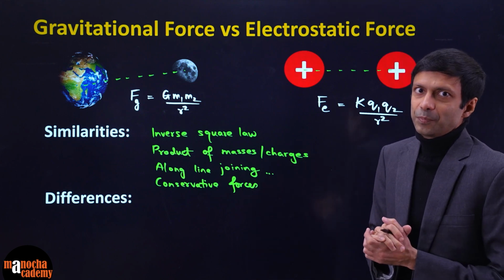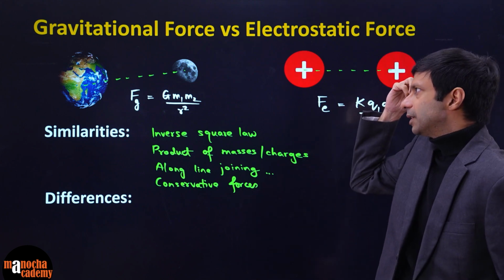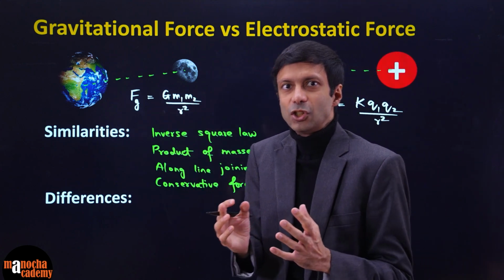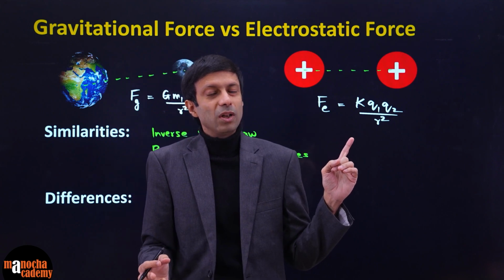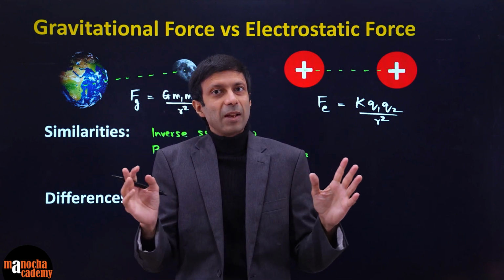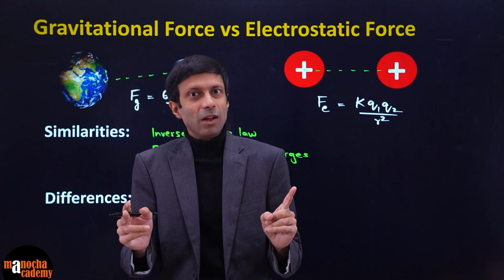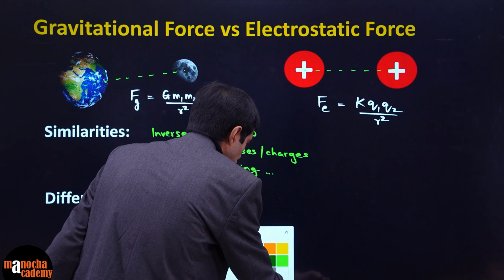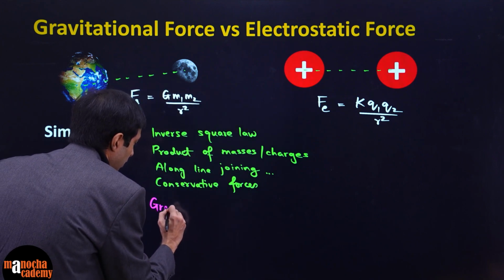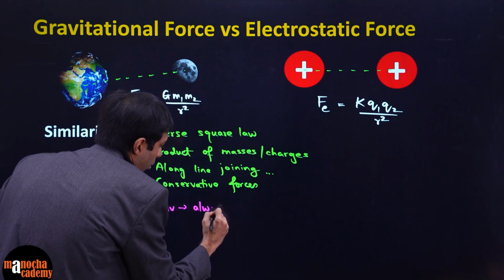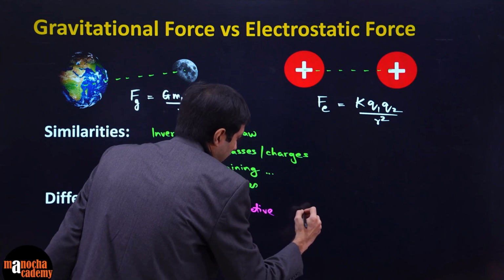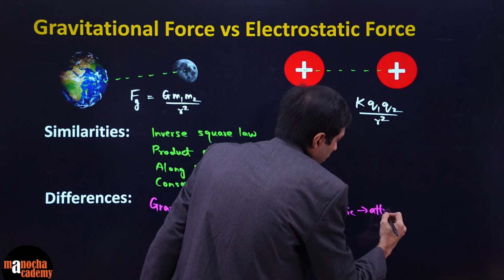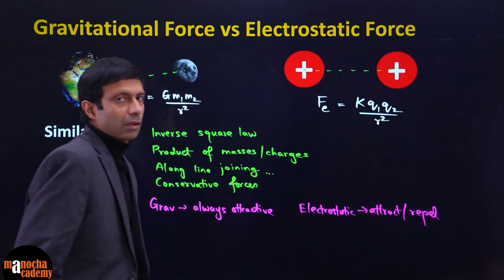What are the differences, guys? If you compare the two forces, we know that gravitational force is always attractive. Masses always attract each other. But electrostatic force can be attractive when you have unlike charges, or repulsive when you have like charges. So this is an important difference. Gravitational force is always attractive, but the electrostatic force can attract or repel.